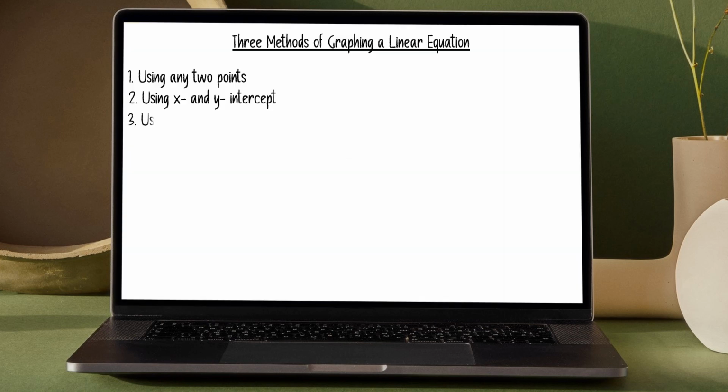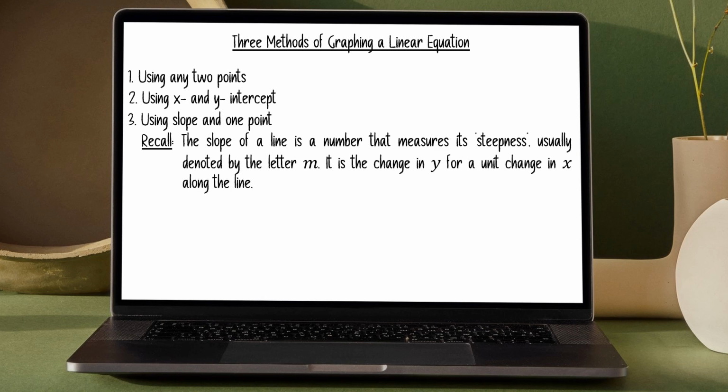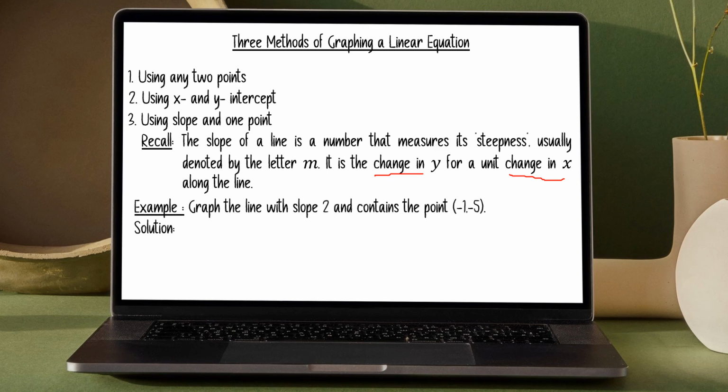So the third method of graphing a linear equation is using slope and one point. So let us recall that the slope of a line is a number that measures its steepness and usually denoted by the letter m. It is the change in y for a unit change in x along the line. So let us look at an example. Let us graph the line with slope 2 and contains the point -1, -5.